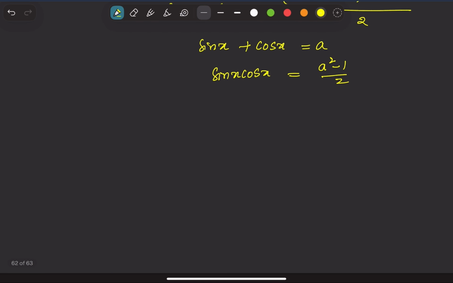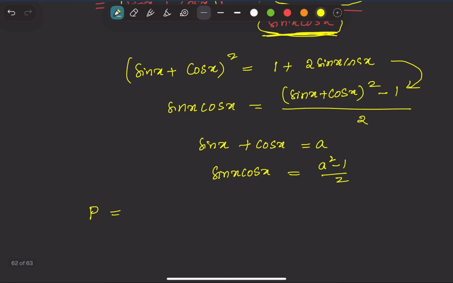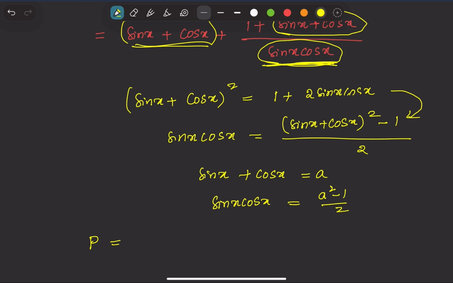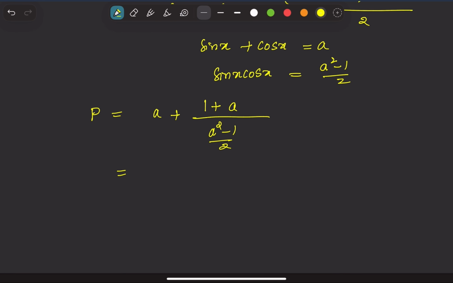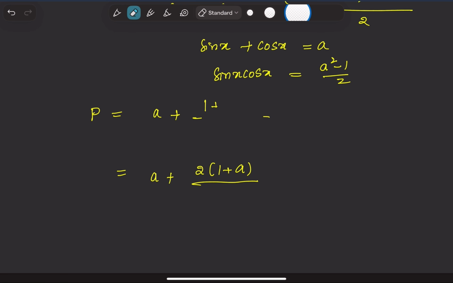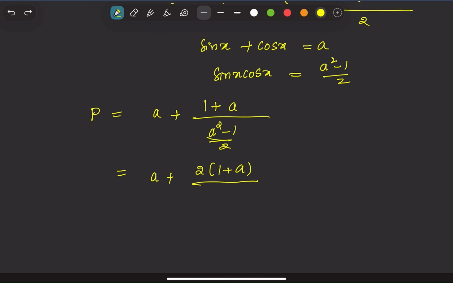Alright. So your p can be written as, first you have sin x plus cos x, which is a, plus 1 plus sin x plus cos x, again that is a, divided by sin x cos x, so that is a square minus 1 by 2. So this is simply 2 multiplied by 1 plus a, plus a, divided by a square minus 1. So we have a square minus 1 in the denominator. So that is simply a minus 1 into a plus 1.